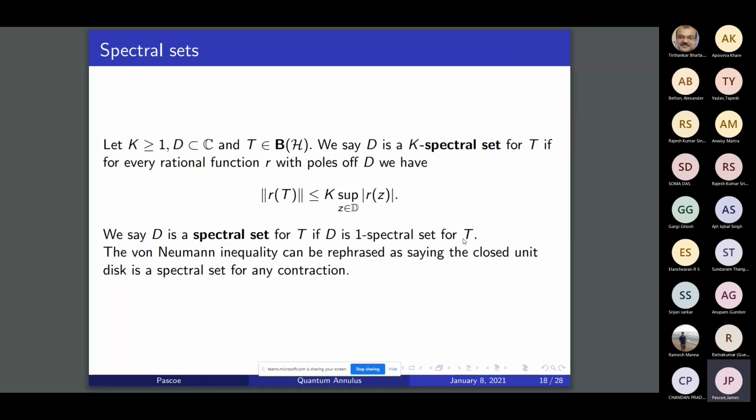So spectral sets allow us to change the problem in the sense that maybe we don't necessarily want this inequality to be true without this K here, but we're allowing a little bit of a fudge factor here.